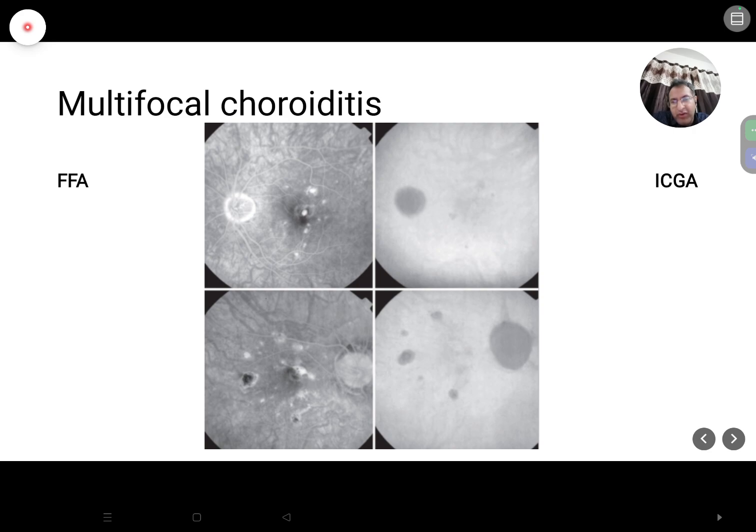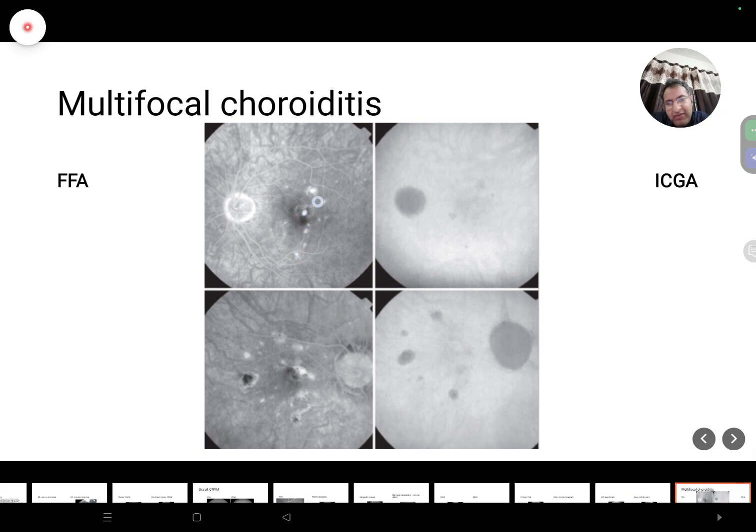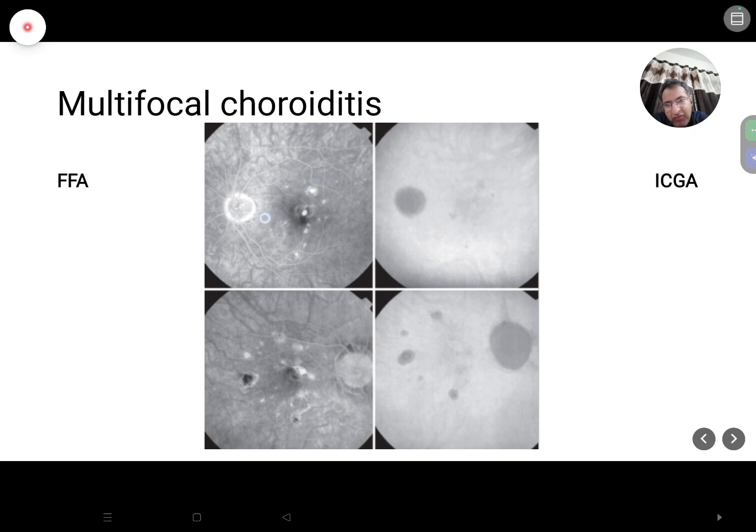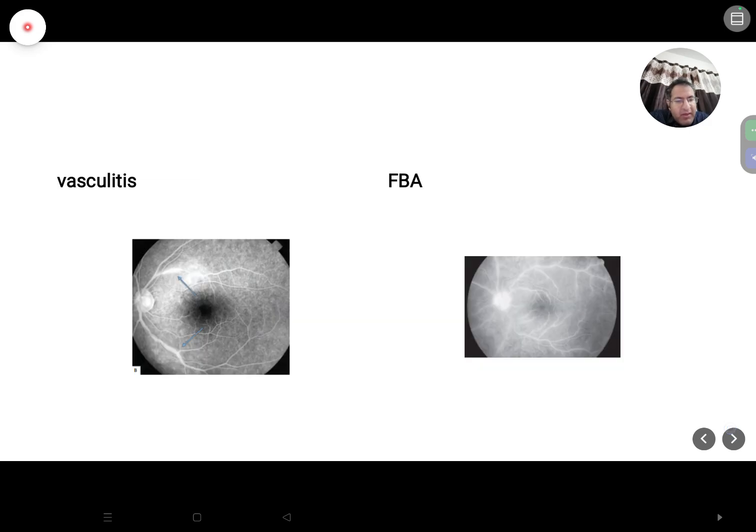In multifocal choroiditis, what happens? There will be different foci which will leak slightly and be hyperfluorescent. And there can be some lesions which are hypofluorescent in the center with hyperfluorescence at the borders, which shows that the lesion is progressing. In the corresponding ICGA, these lesions will appear hypofluorescent.